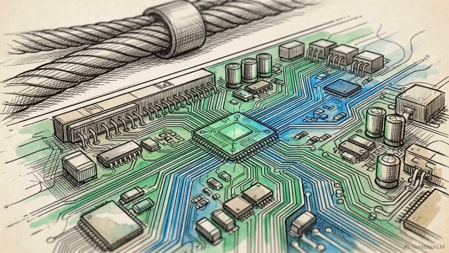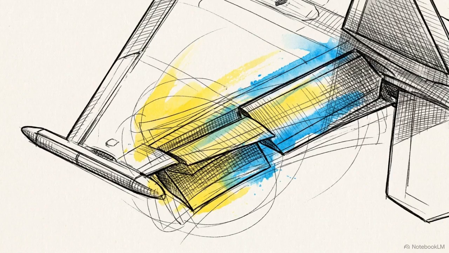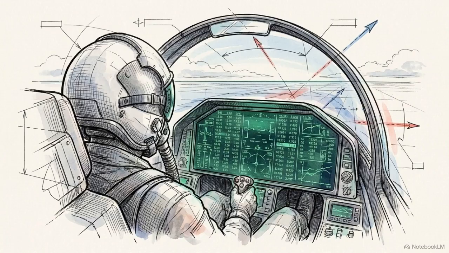This level of maneuverability is only possible because computerized fly-by-wire systems take over the flight controls. These computers make thousands of micro-adjustments per second, performing the constant, invisible work required to keep an inherently unstable airframe from falling out of the sky.